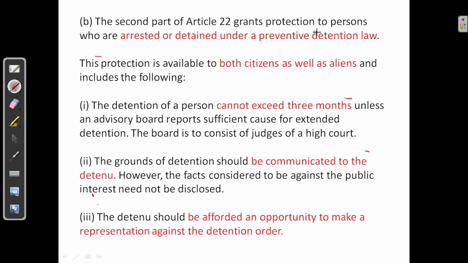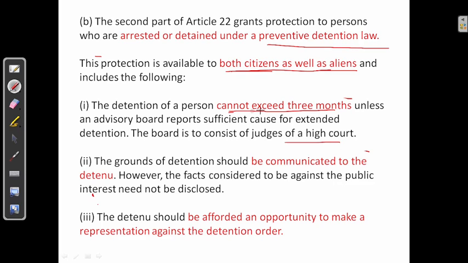The second part of Article 22 grants protection to persons who are arrested or detained under preventive detention law. This protection is available both to citizens as well as aliens and includes the following. The detention of a person cannot exceed 3 months unless the advisory board reports sufficient cause for extending the detention. The board consists of judges of the High Court.